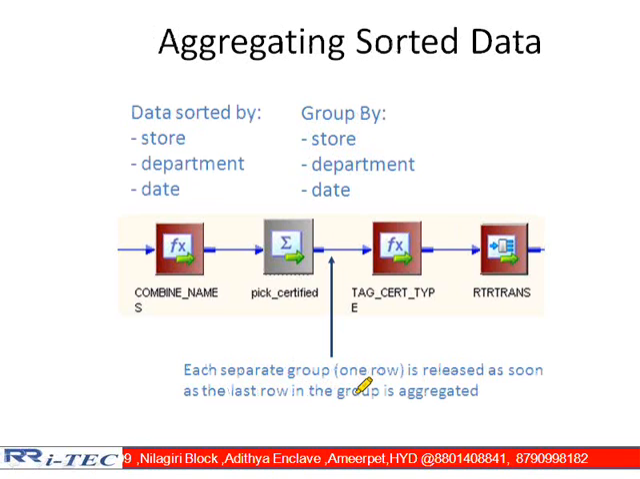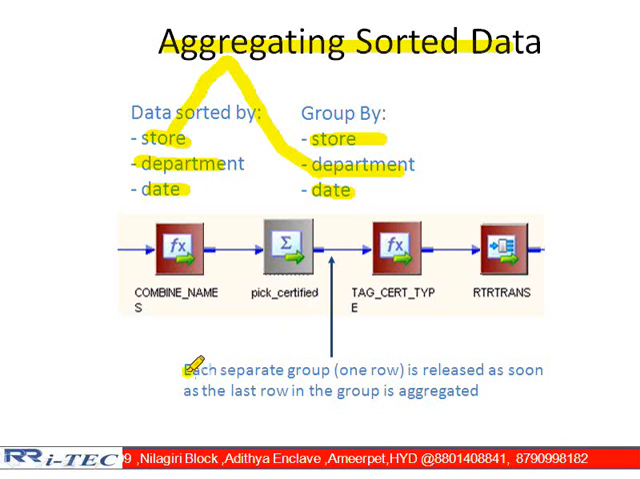Coming to the next slide, aggregating sorted data. We are sending sorted data in the order store, department, date, and the group by columns are also store, department, date. One more thing you need to remember: whenever you are using the aggregator and sorter transformations, whatever columns you are sorting here, the same columns you need to have in the group by also.